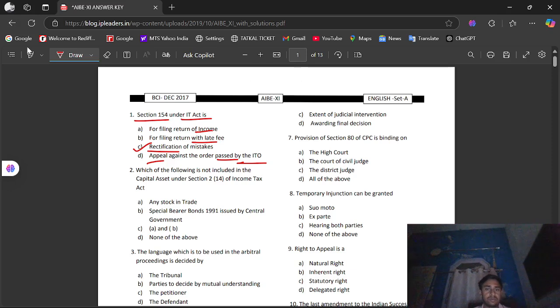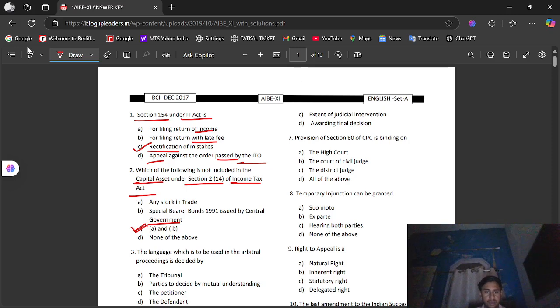Question number 2, which of the following is not included in the capital asset under section 2, subsection 14 of the Income Tax Act? Option A says any stock in trade. Option B, special bearer bonds 1991 issued by central government. Option C, both A and B. Option D, none of the above. Its right option is option C, which is A and B, which is any stock in trade as well as a special bearer bond 1991 issued by central government.